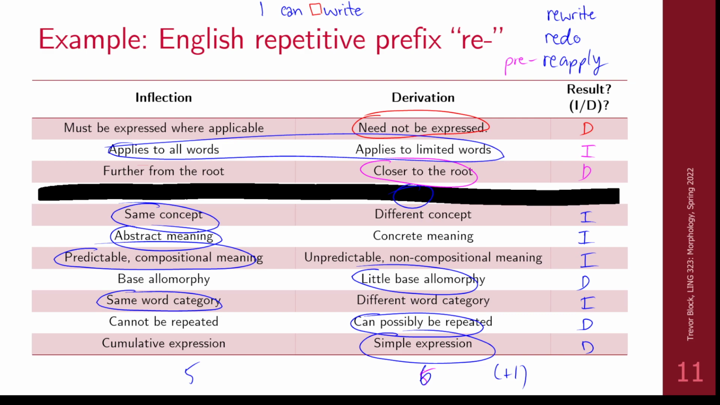So on a continuum, we might say, yeah, if this were in another language, this could totally be an inflectional process, but in English it is not. It is derivational.